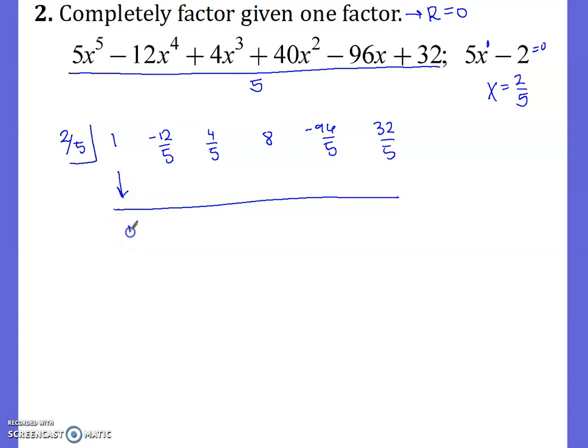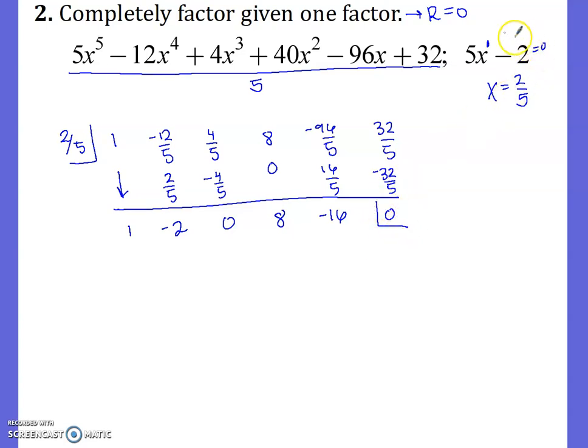So we're going to bring down the 1, and I know we have a lot of fractions, but they're all going to work out pretty easy. 2/5 times 1 is 2/5. This will give us negative 10/5, which is negative 2. Then when I multiply, that's going to give me negative 4/5, so that'll zero out. And then that's going to give me 8. This is going to give me 16/5 when I multiply the 8 by the 2/5. This is going to add up to negative 80 over 5, which is going to give me negative 16. And then when I multiply that with the 2/5, that's going to give me negative 32/5, which gives us a remainder of 0, which is what we wanted.